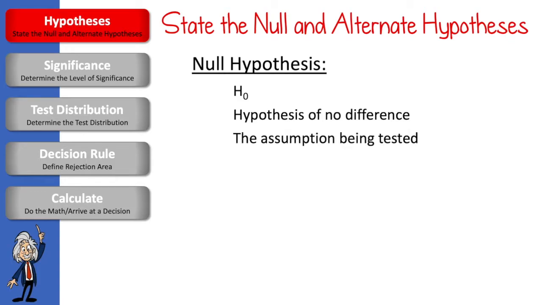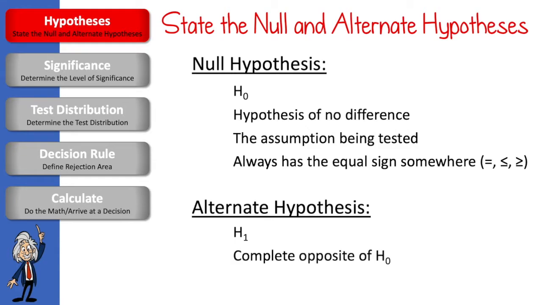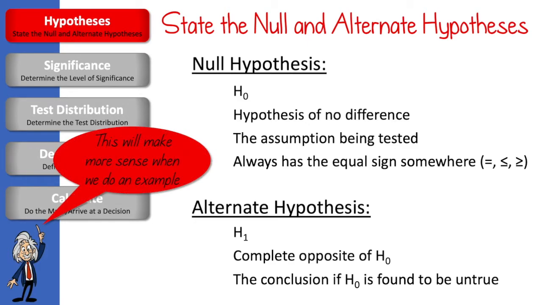It's an assumption that's being made, but it's also an assumption that's being tested. And it always has the equal sign somewhere in it. The next hypothesis is the alternate hypothesis, and we note it like this, H sub 1. It's the complete opposite of the null. It covers whatever ground the null hypothesis didn't cover, and it's the conclusion you come to if H sub 0 is found to be untrue. This will all make sense when we do an example.